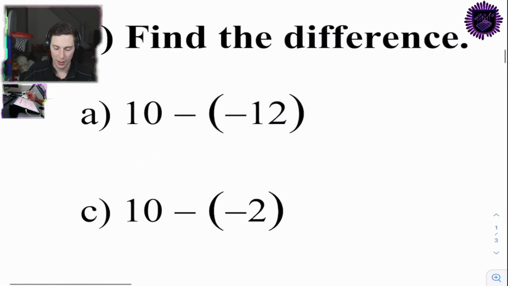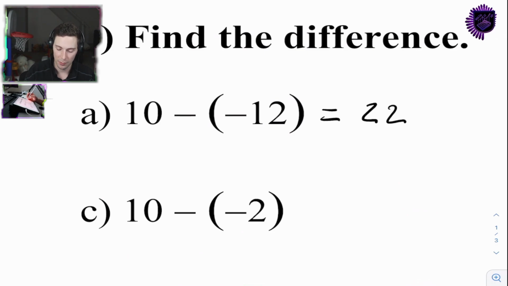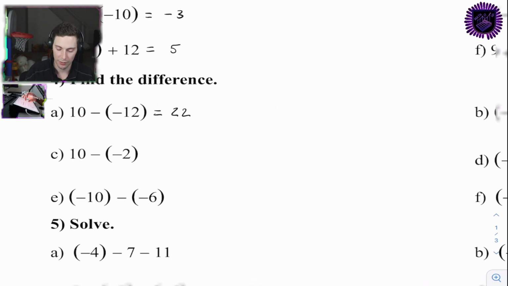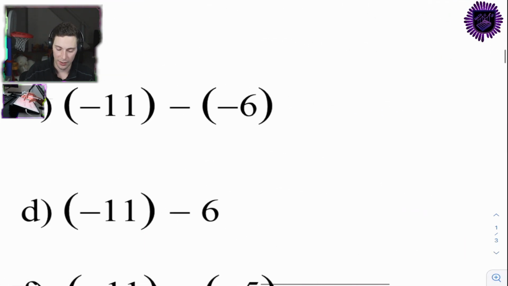Subtraction. So now the signs between 10 and 12 are different. We're subtracting a negative, so now we're adding. Subtracting a negative is like adding a positive. So subtracting a negative is adding a positive. So the answer is going to be 22. 10 plus 12.